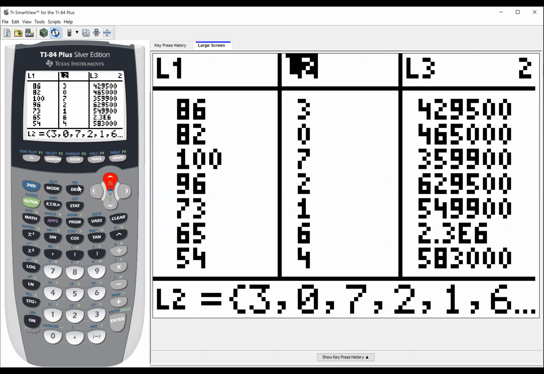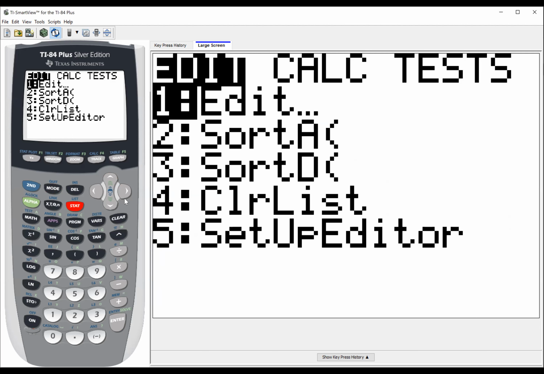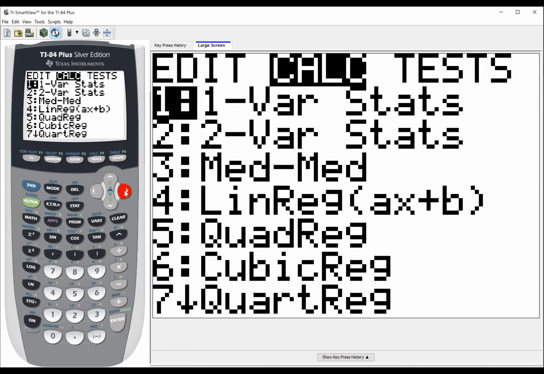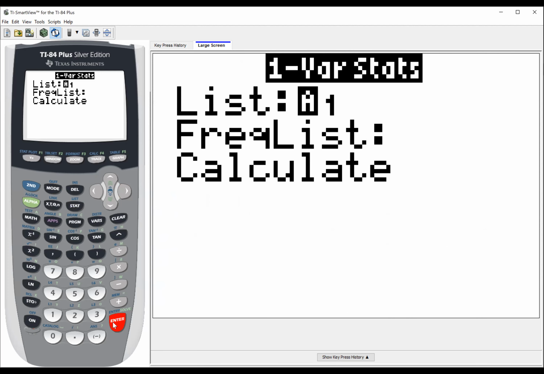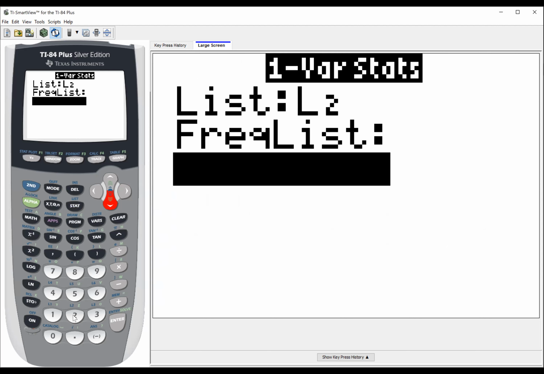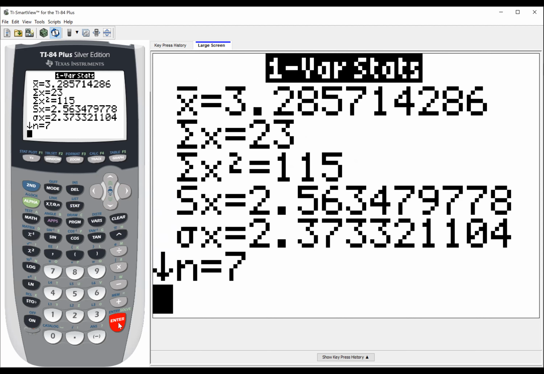Once we enter our data into a list, we're going to press stat. We're going to arrow over to calc, and then we're going to choose 1-Var Stats. And we have to enter the list name, right? So I'm going to change L1 to L2 because I put my data set in L2. I'm going to press second and the number 2 key, and L2 is going to pop up. Frequency list, empty. We're not putting anything in the frequency list. If there's something there, clear it out. And then we're going to arrow down to calculate, and we're going to hit enter.